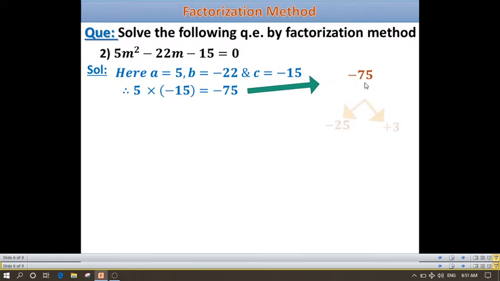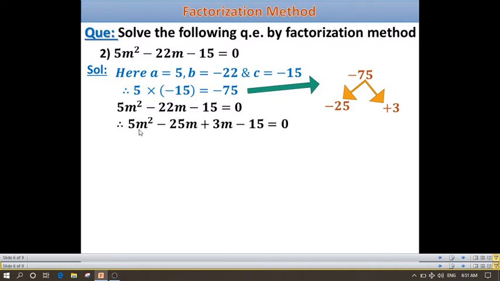So we know that 25 into 3 is equal to 75, but the product is negative. So one must be negative, one must be positive. Therefore −25 plus 3. So the above quadratic equation can be expressed as 5m² − 25m + 3m − 15 = 0. Now taking common factors between the first two terms and the last two terms.